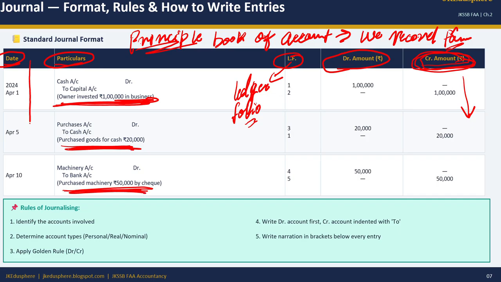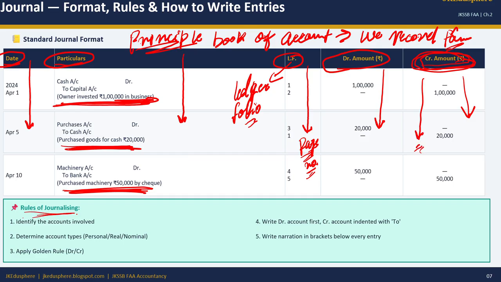So in date, we need to record all the dates. In particulars, we need to record all the transactions that are done. In ledger folio, we need to write the page number. This we need to remember. And whatever amount is debited, whatever amount is credited, we write over here. So these are the rules.